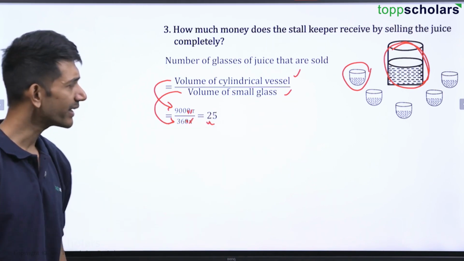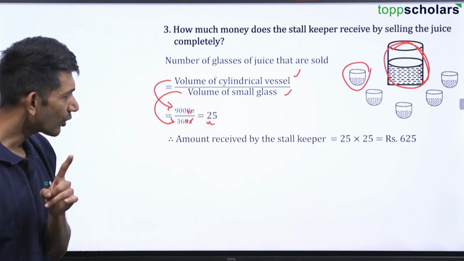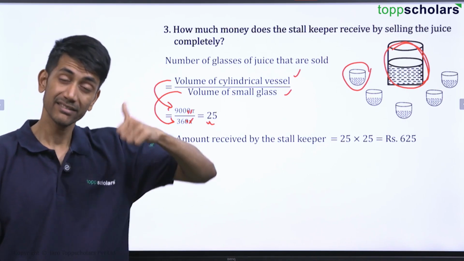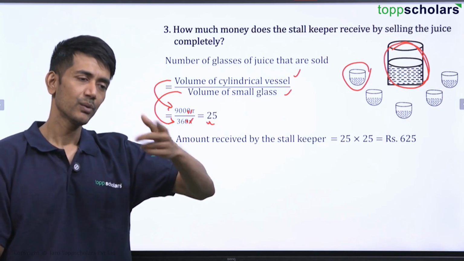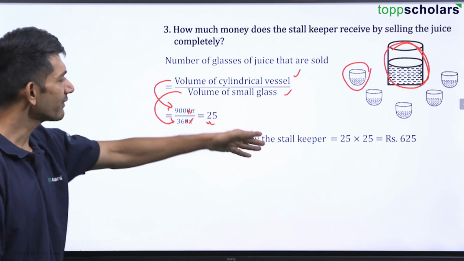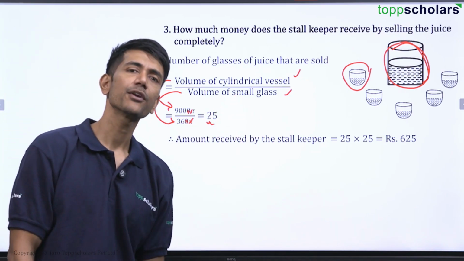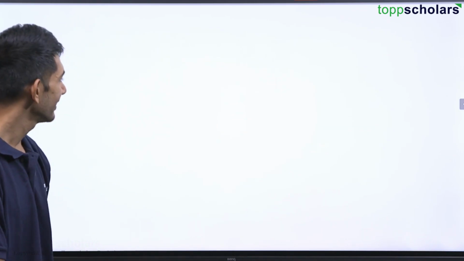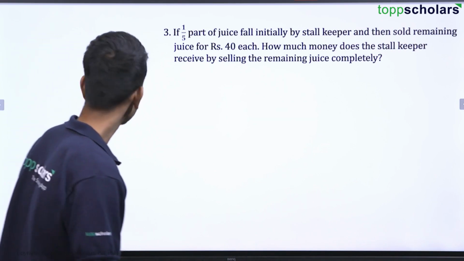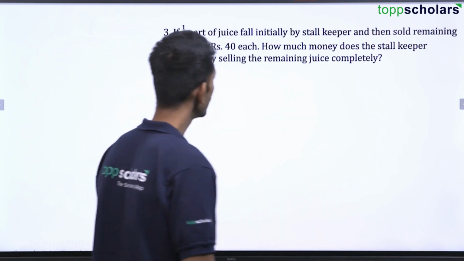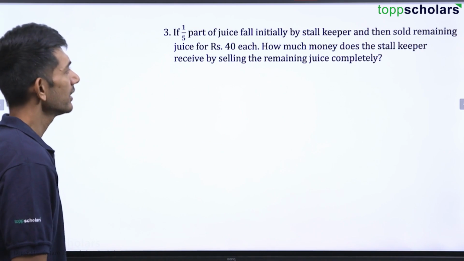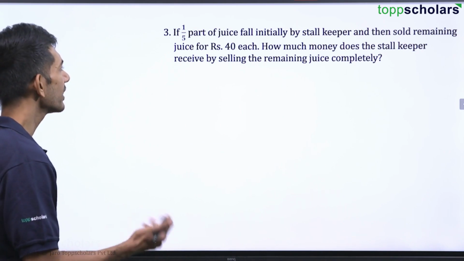He's selling 25 glasses and one glass costs rupees 25. It's given in the question. 25 rupees he's selling. So 25 into 25 is 625. So he earned 625 rupees. Easy question. Now the last part says, if 1/5 part of the juice falls initially by the stall keeper and then he sold the remaining juice for 40.